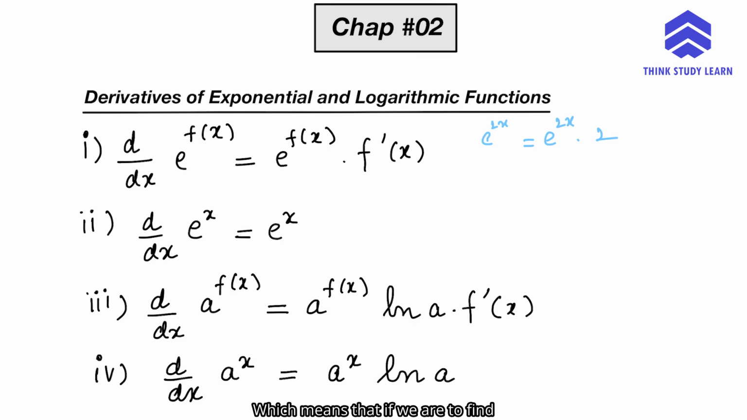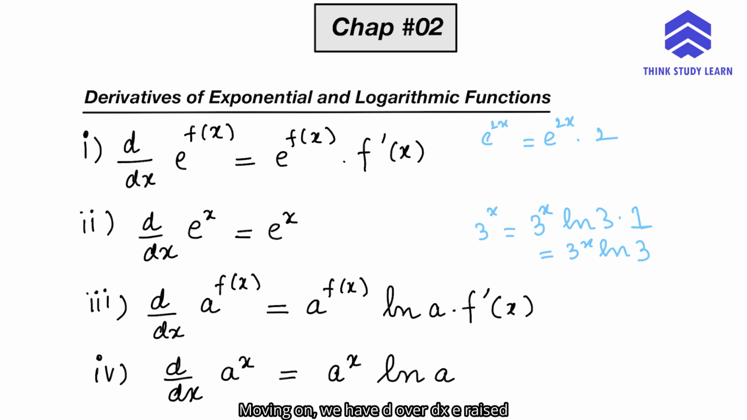Which means that if we are to find the derivative of 3 raised to power x, we would write it as 3 raised to power x ln of 3 multiplied by the derivative of the power, and that would be 1. So we would have our final answer as 3 raised to power x ln of 3.